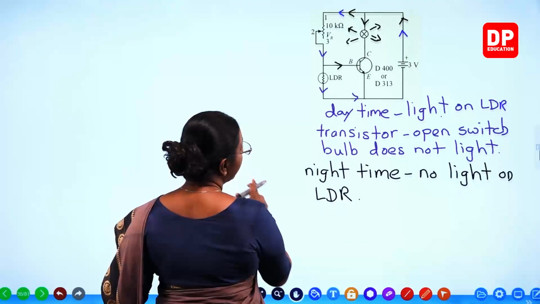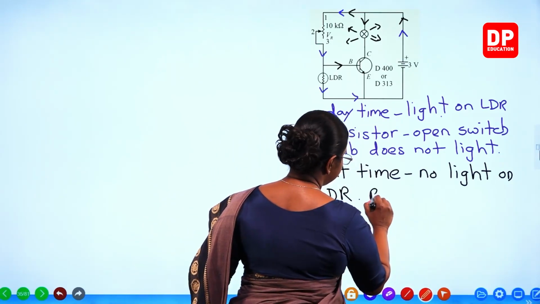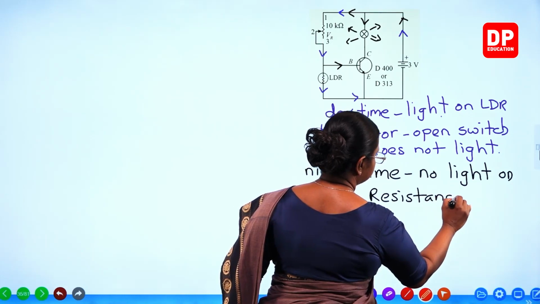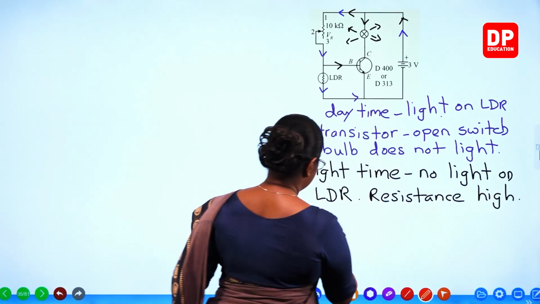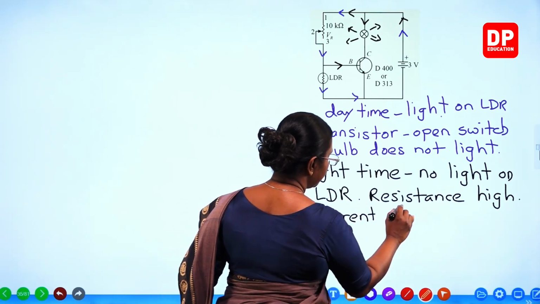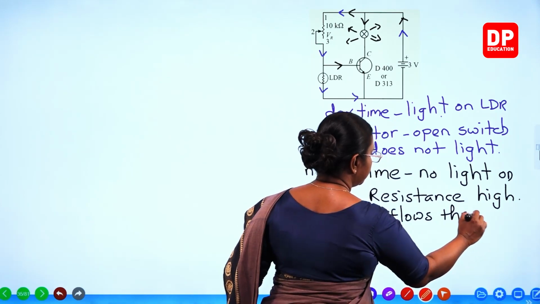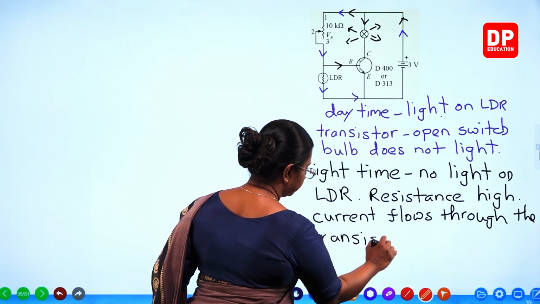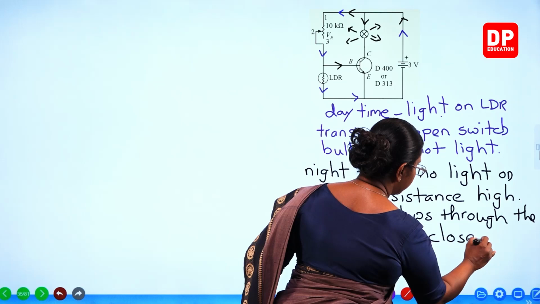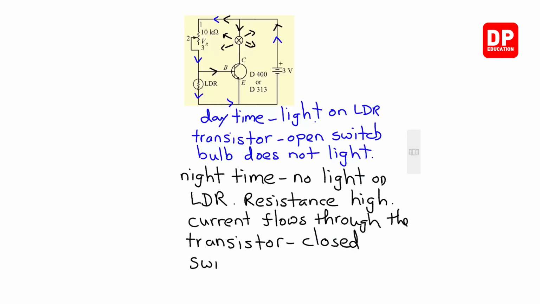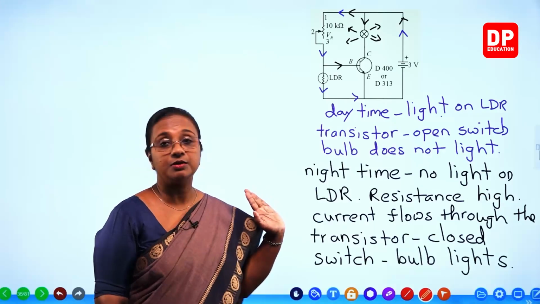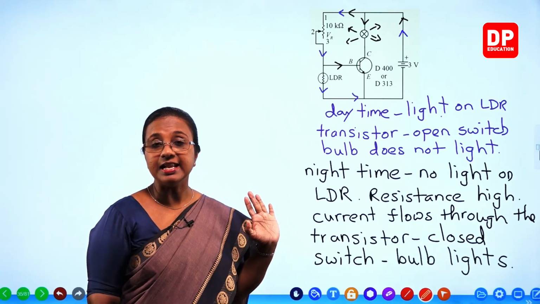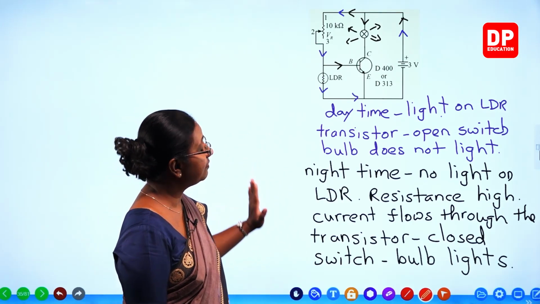So, here, nighttime, no light on the LDR, resistance high, current flows through the transistor. So it becomes a closed switch and the bulb lights. So, that is what happens in this particular activity. I am sure you all can understand that. This is the activity that we did before.